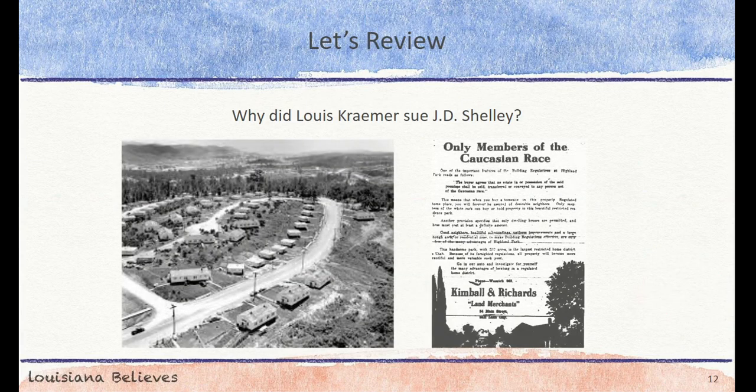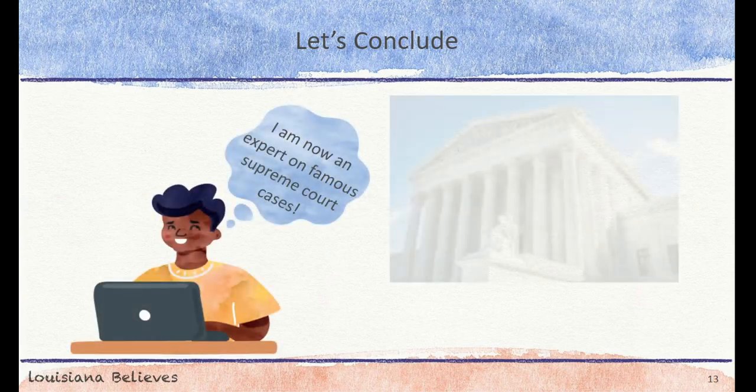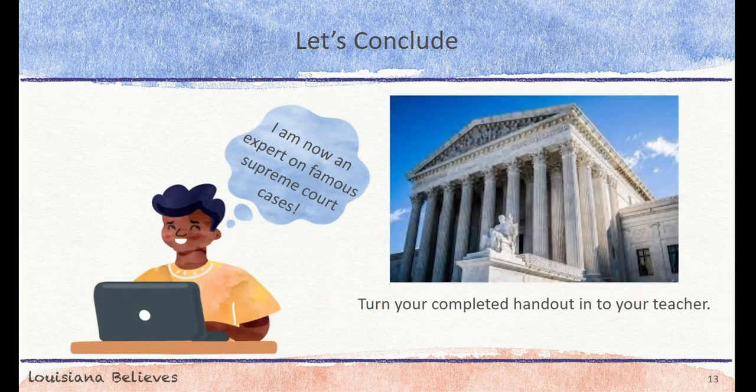Let's review. Louis Kramer, a homeowner who lived 10 blocks away from J.D. Shelley's new home, sued to enforce the restrictive covenant that had been made in 1908. There have been a number of impactful court case decisions, federal legislation passed, and amendments added to the Constitution that have expanded the civil rights of Black Americans in the United States.